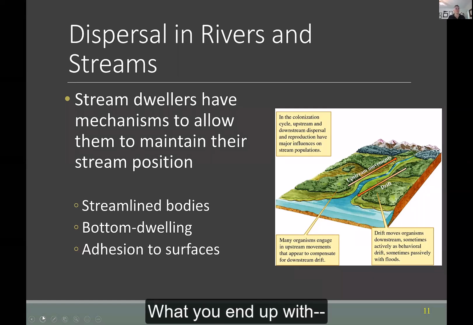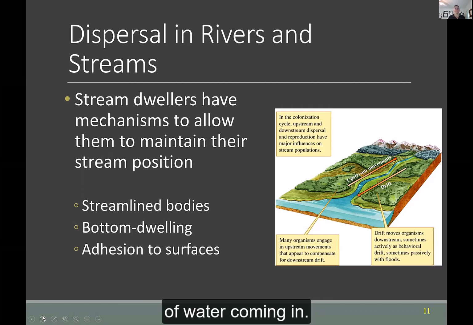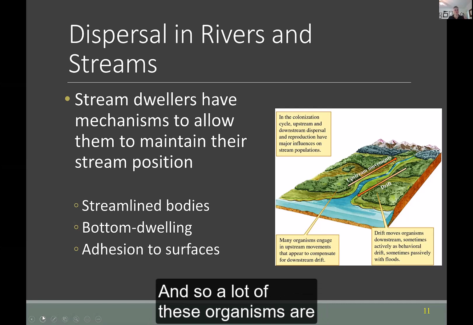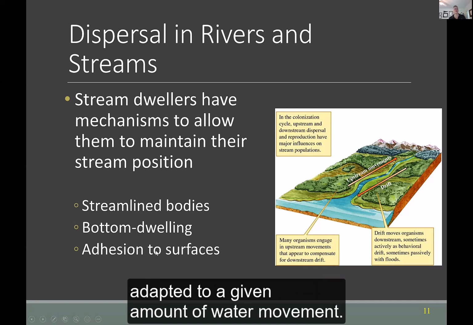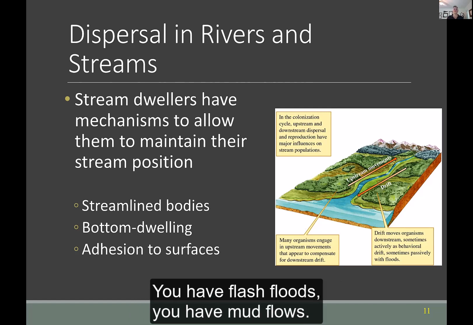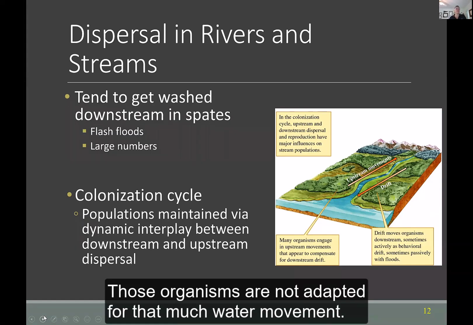Yeah. So the land can't deal with the amount of water coming in, and all of that water is going somewhere. A lot of these organisms are adapted to a given amount of water movement, right? If you have really heavy rains, you have flash floods, you have mud flows, there are lots of different things. Those organisms are not adapted for that much water movement.